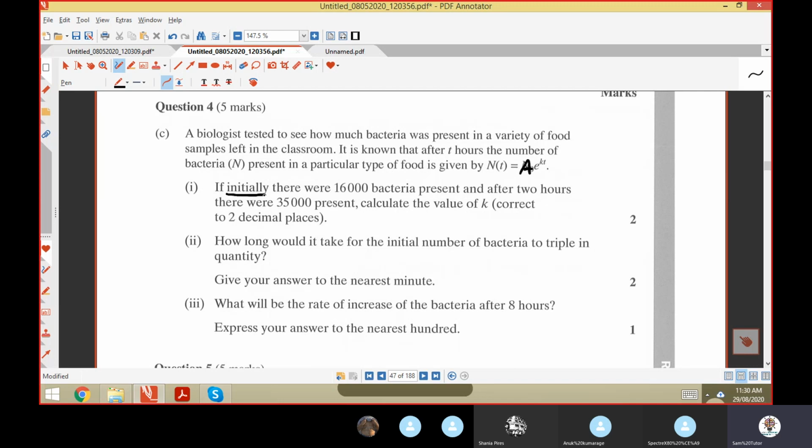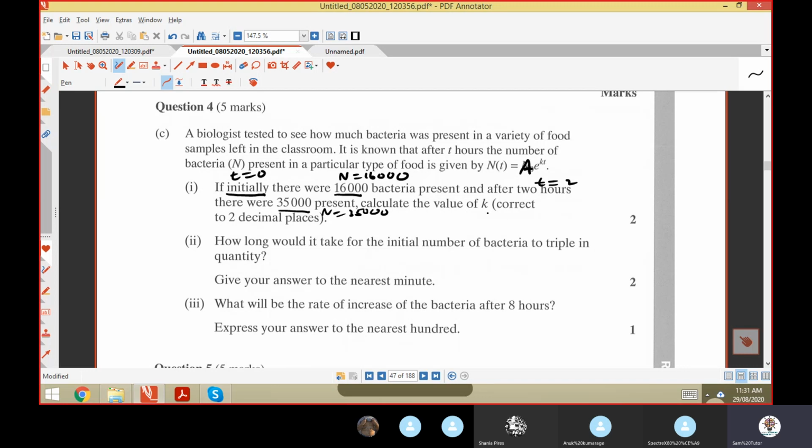If initially, what does that mean for time? There was 16,000, which means N is equal to 16. Present after 2 hours, there were 35,000. So when T is 2, N is 35. You've got to find K.